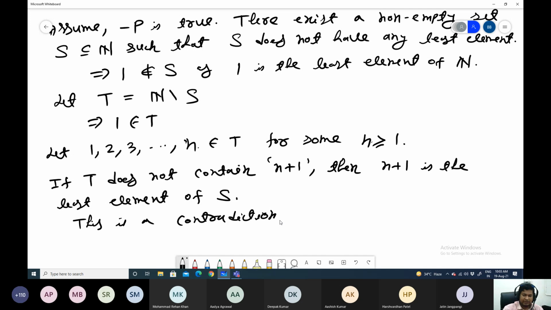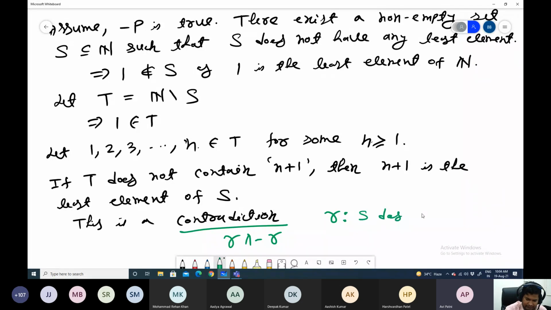Now what contradiction is it? Can you tell me what the contradiction is here? So this is a contradiction, meaning R and minus R. What is R? R is that S does not have any least element, and we used minus R, that S has a least element. So we have this contradiction, right?